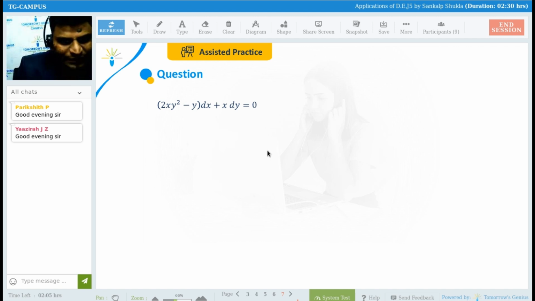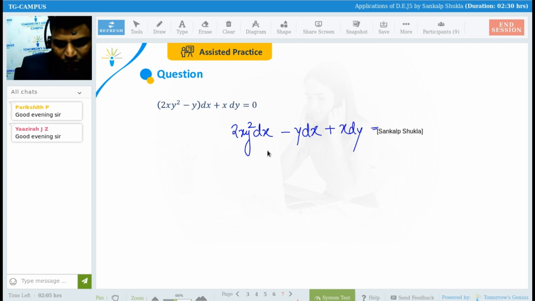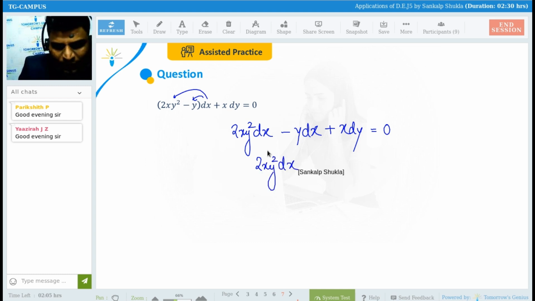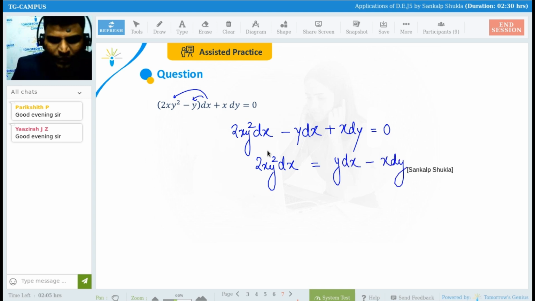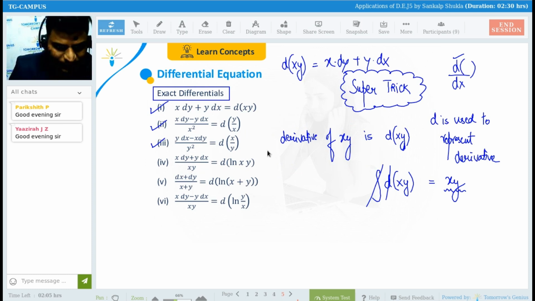So 2x y square minus y dx plus x dy is equal to 0. We can write this as 2x y square dx minus y dx plus x dy is equal to 0. What I have done is I've multiplied this dx to both the terms. Got it? Now see, 2xy square dx can be written as y dx minus x dy. Did you remember what is y dx minus x dy?